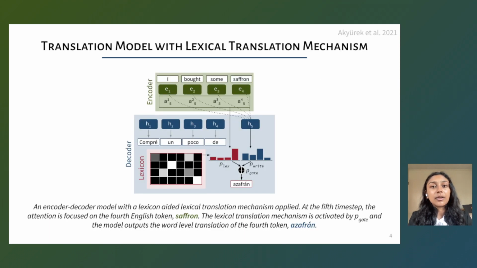This has been addressed in part using a lexical translation mechanism. This mechanism allows the model to sidestep needing to recall every word it's ever seen by supplementing the model with a lexicon, or word-level translation table. The model in this case instead focuses on translating common words and figuring out where rare words would appear in the output based on context clues.